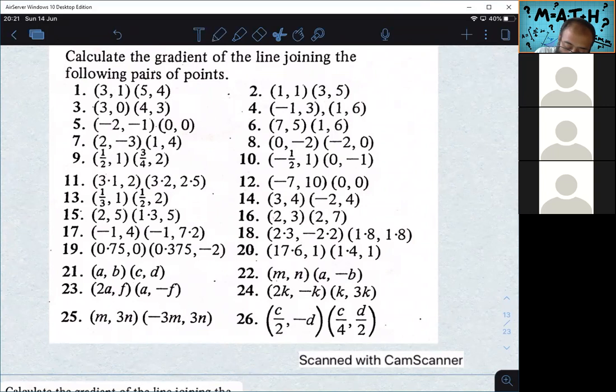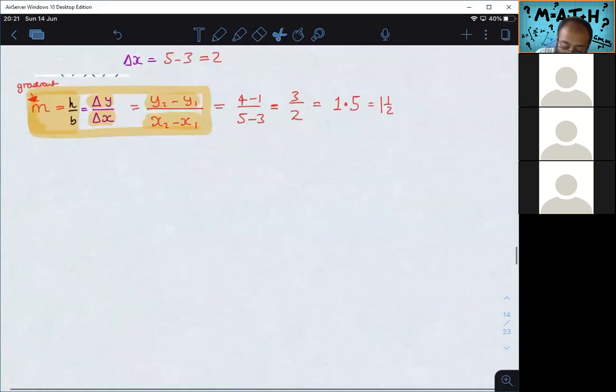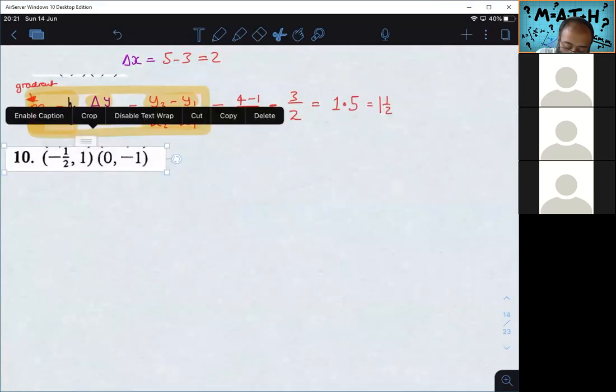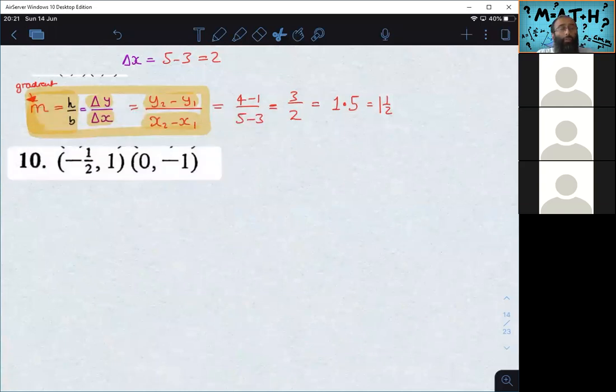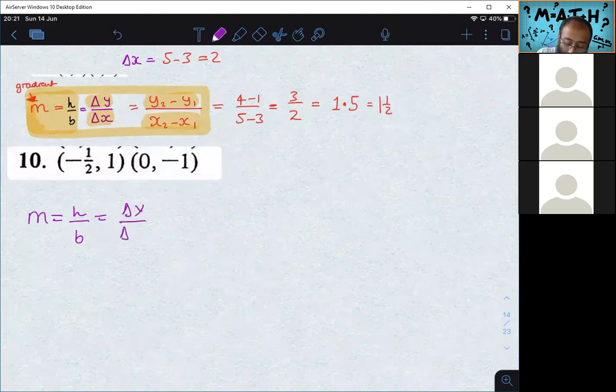Okay, number 10. Okay, so there's our question. So ladies, let's get cracking. M is equal to the height of the triangle divided by the base, which is the change in the y divided by the change in the x. So let's have Eliza. What's the formula for change in y divided by change in x? What goes next?